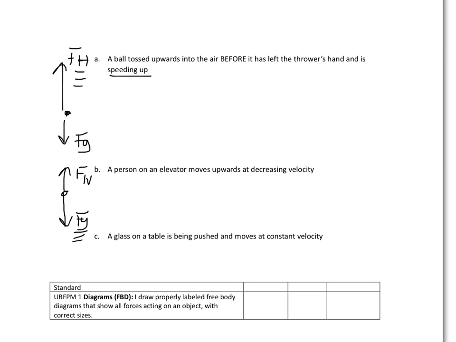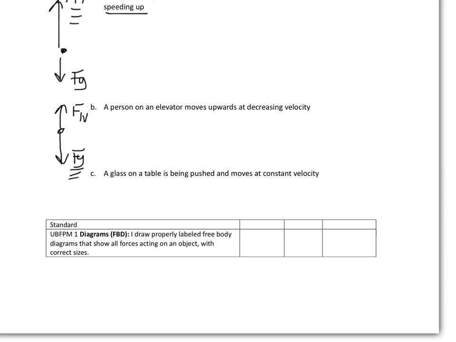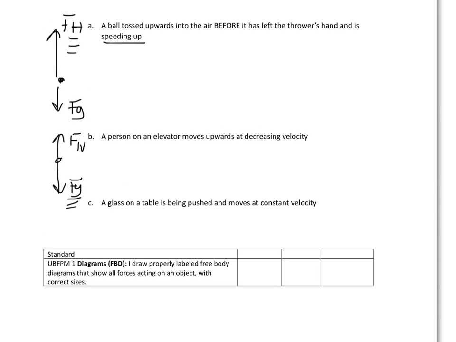And finally, we have a glass being pushed on a table at constant velocity. Well, that means we're going to end up having a normal and a weight, which is fine. But then the other thing is we've got a pushing force, Fp, and that's going to exactly balance the friction force. That's why it moves at constant velocity. If you just drew the pushing force, it would accelerate. So that's problem number 1.